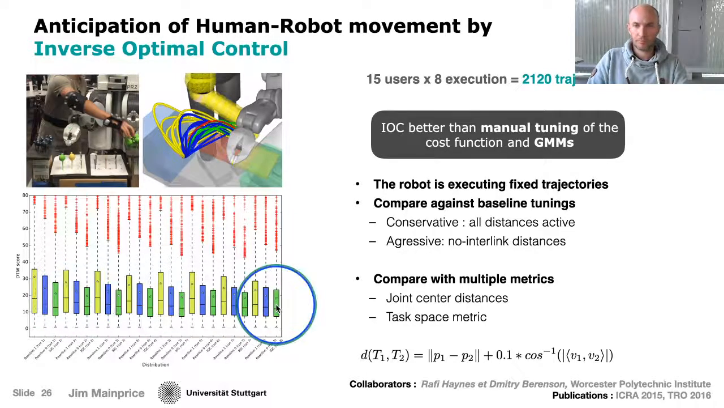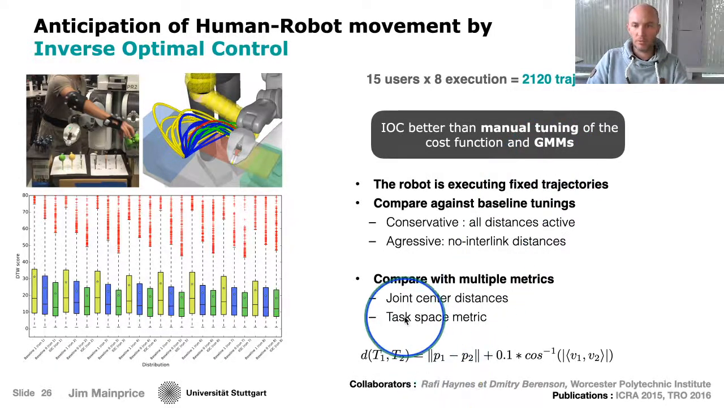So we collected 15 users and had 8 executions per human. So this is what we see, like these 8 different sets of experiments. And this resulted in about 2,000 trajectories, which were segmented. And we could see that we outperform Gaussian mixture model prediction, and there was this behavior that I just described.